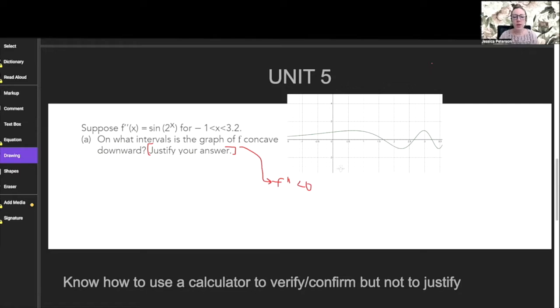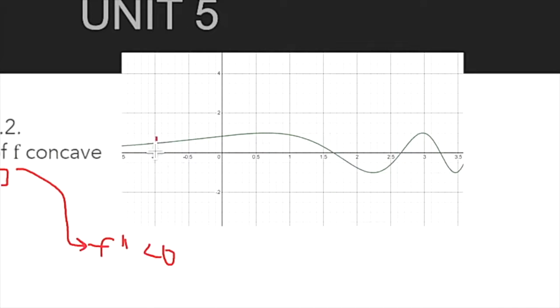And this is a great way to use your calculator, is to go ahead and graph this function. So that's what this graph represents here. And we're going to make sure that we're looking in the right range here. So from -1 to 3.2, we're really just going to look from those 2 points because that's what they've specified for us. And when we are talking about actually justifying our answer, we can use our calculators to verify and confirm where this is negative, but we can't necessarily use that as our justification on all questions. We're going to have to prove in some way that we know why that proves that f is concave downward.